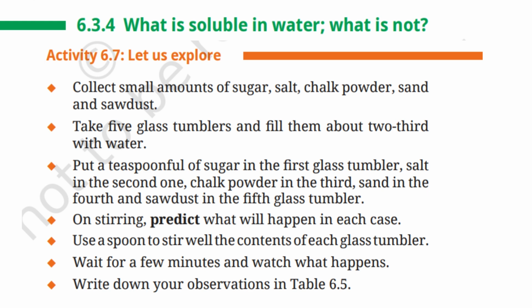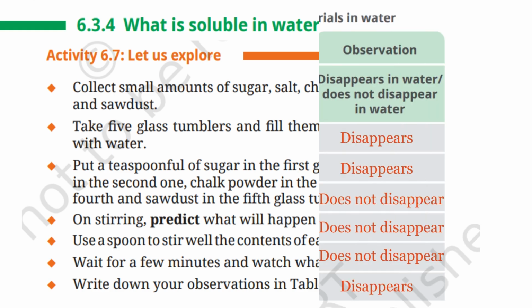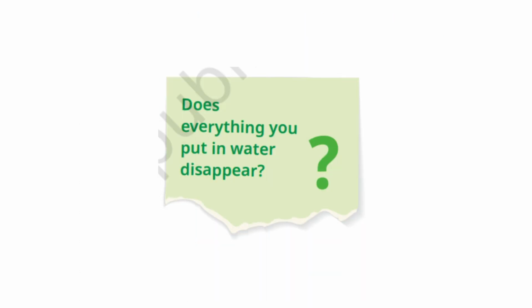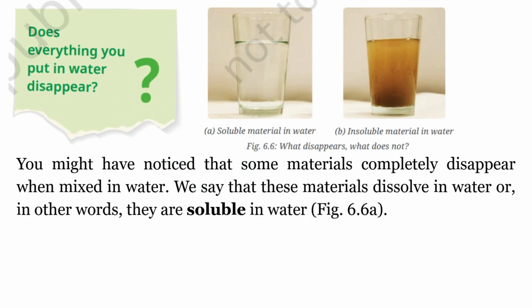Put a teaspoonful of sugar in the first glass tumbler, salt in the second one, chalk powder in the third, sand in the fourth, and sawdust in the fifth glass tumbler. On stirring, predict what will happen in each case. So, sugar will disappear, salt will disappear, chalk powder will disappear in water, sawdust will not disappear, and honey will disappear in water. So, does everything you put in water disappear?